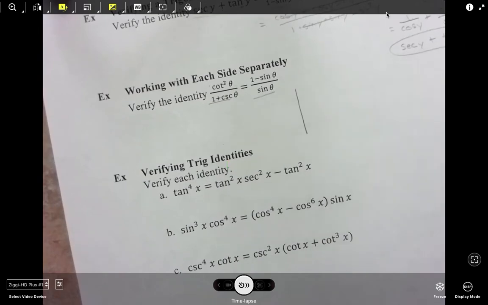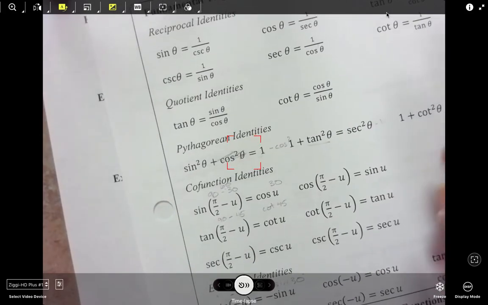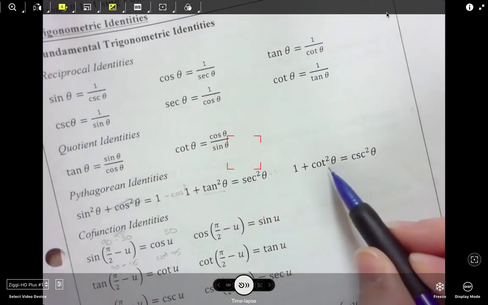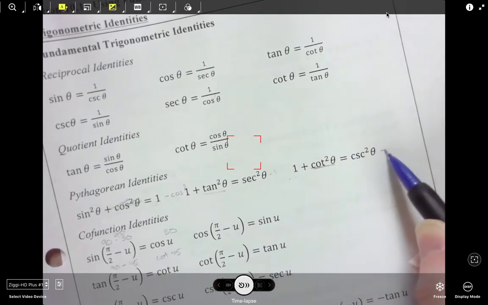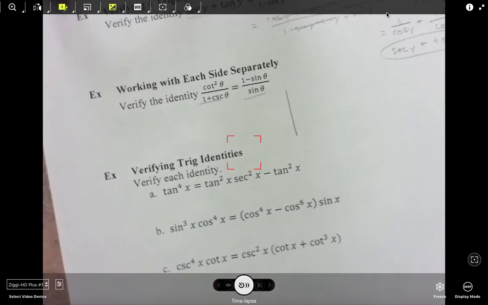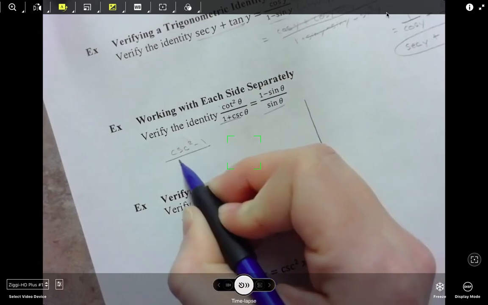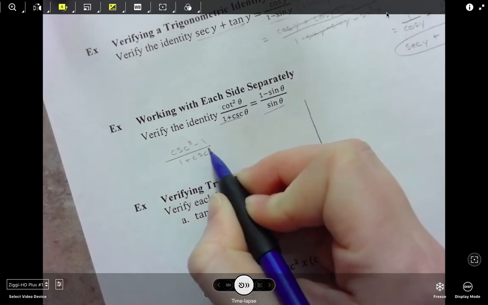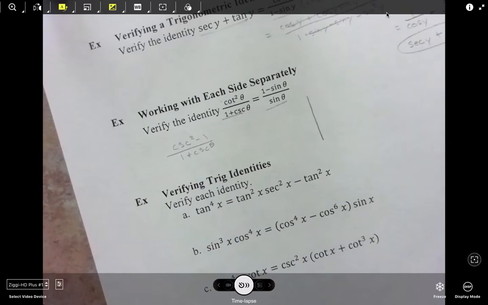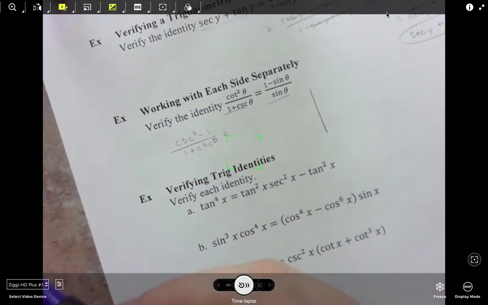Since that's cotangent squared, let's go ahead and use the Pythagorean identity. Cotangent squared right here. If I subtract the 1 over, cotangent squared would be cosecant squared minus 1. So I have got cosecant squared minus 1 over 1 plus cosecant of theta. Okay, now, this kind of seems a little far-fetched, but it's going to get us somewhere.